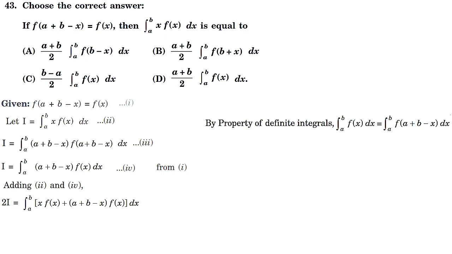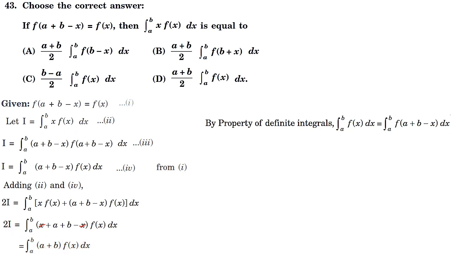Then when you check here, f(x) is common. Let's take it out. Then the integral from a to b of f(x) times [x + (a + b − x)] dx. Now here there is x and minus x with opposite signs, which can be cancelled. Then what we are getting is the integral from a to b of (a + b) f(x) dx, that is 2I.